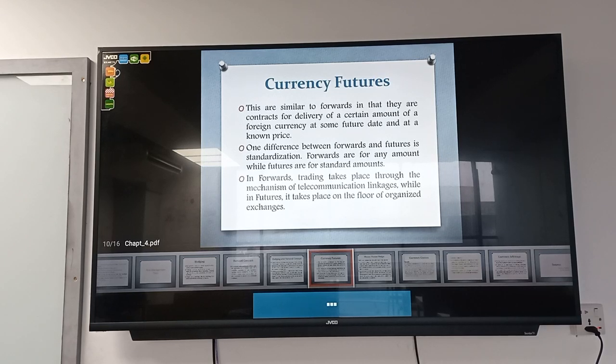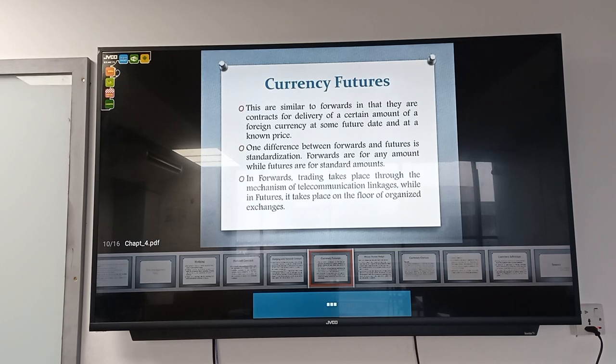This is similar to forward contract, that they are a contract for delivery for a certain amount of foreign currency at some future date and at a known price. One difference between forward and future is standardization. Forward are for any amount while future are for standard amount. In forward, trading takes place through the mechanism of telecommunication linkage, while in future it takes place on the floor of organized exchange.